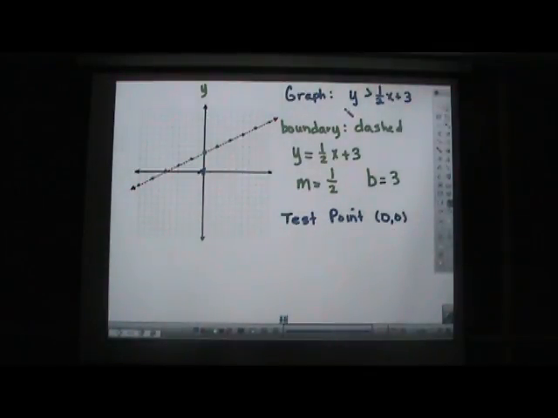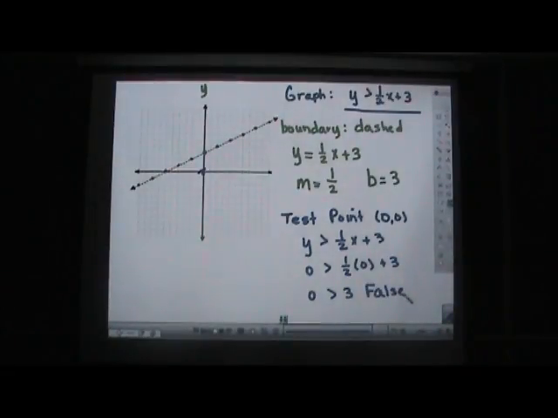So remember, go back to the original problem when you test. So we're going to use y is greater than 1/2 x plus 3. Since our coordinates are 0 and 0, we'll change the y to 0 and the x to 0. And then we're going to simplify. This side is 0 greater than, this would be 0 plus 3, which is 3. Is 0 greater than 3? And that should be false. So you'll write false beside here.